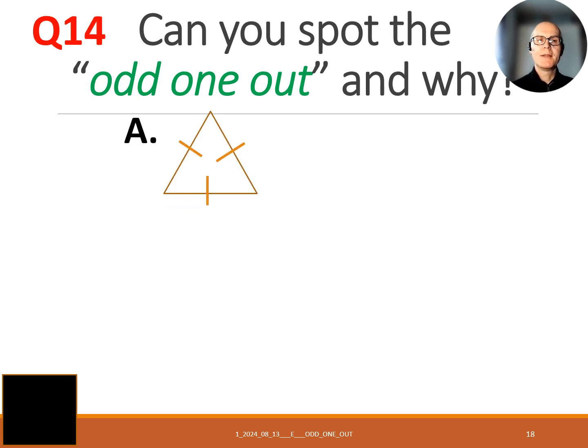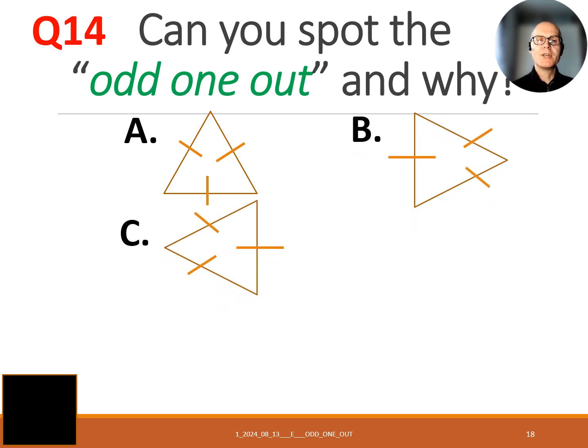Question 14. This triangle, this triangle, this triangle, and this triangle. What's the odd one out from these 4 triangles and why?